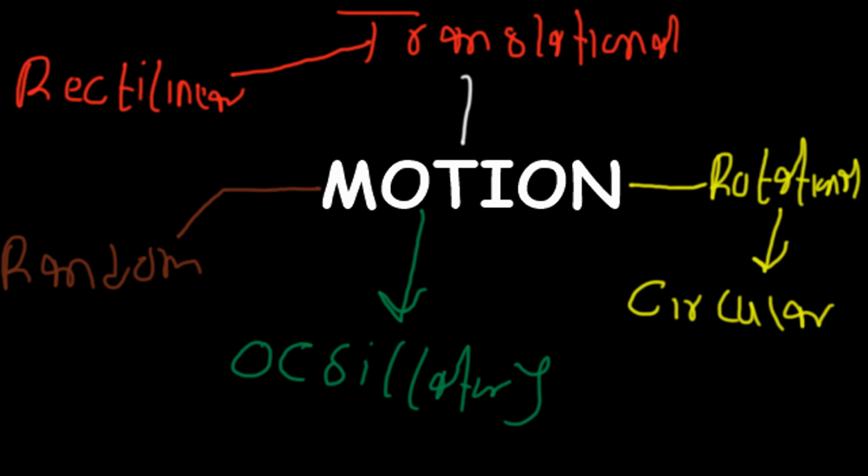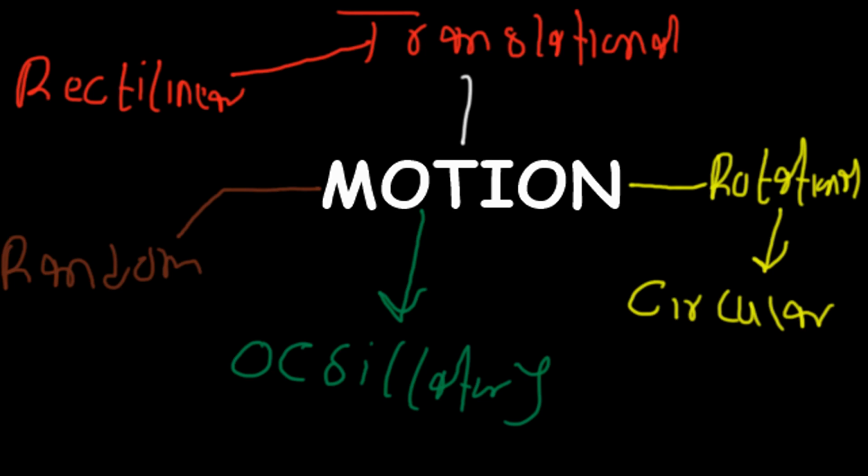From the word random, you should be able to figure out what it means. It means movement of an object with no specification. So as soon as an object is moving from one point to another with no specific direction, then the object is said to be moving in a random motion or is said to be undergoing a random motion.